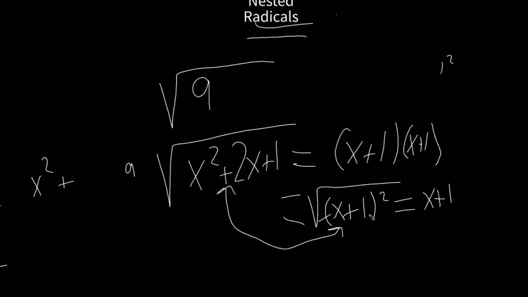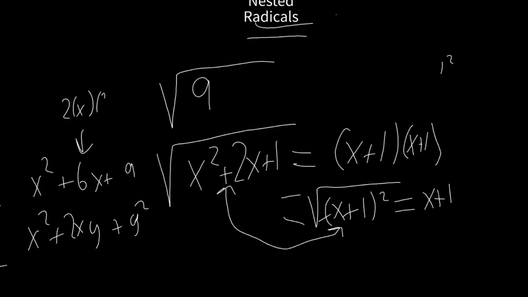x squared plus 6x plus 9. So we have x squared plus 2xy plus y squared, right? So we can just check x squared, and then y squared is 9, so y must be 3, right? Because 3 squared is 9. And then check, is this 2 times x times y? So is this 2 times x times 3? In this case, it is. So that's a quick way to check.